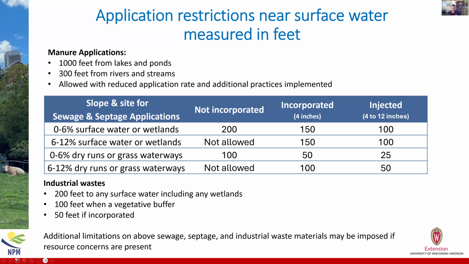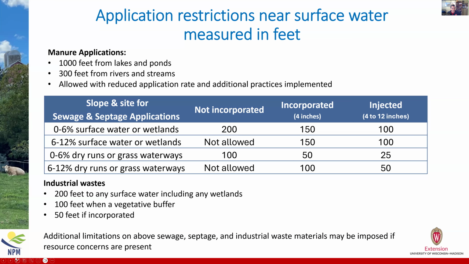Incorporated, again, that's defined as 4 inches. There's a setback of 150 feet. And injected, again, 4 to 12 inches, that's 100 feet. If we have any dry runs or grass waterways in the field, for a 0 to 6% slope, we have a 100-foot setback for not incorporating it. It's not allowed for any slopes above 6%. And then you can see the differences for incorporation or injected in those instances.